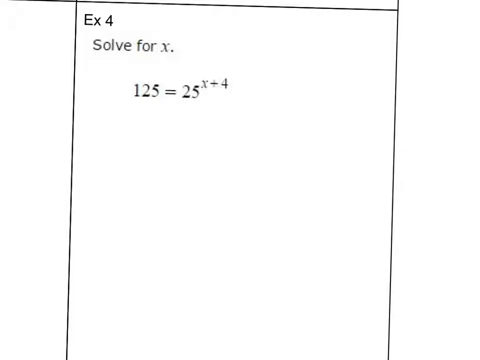I'm just going to recognize that this can be written as 5 to the third. 5 times 5 times 5 is 125. And this can be rewritten as 5 squared. And of course, we can't forget about that x plus 4. We still have to think about that. But the idea on these types of problems for this section is they're going to give you problems where the numbers here can be rewritten with some kind of a common base.